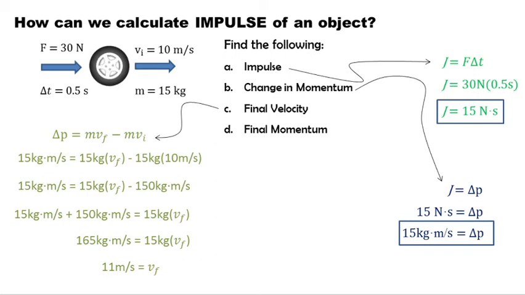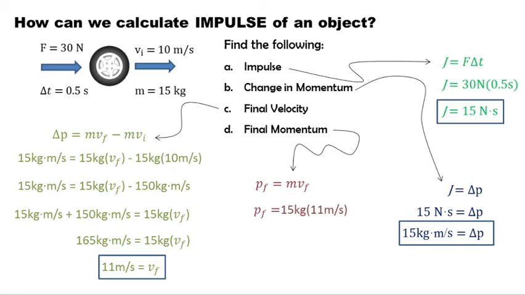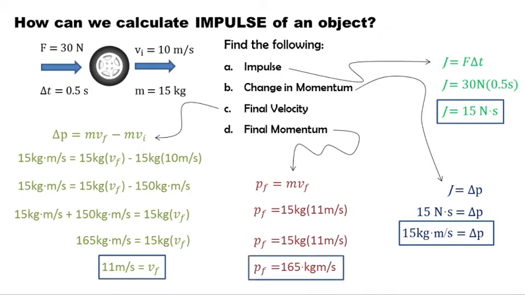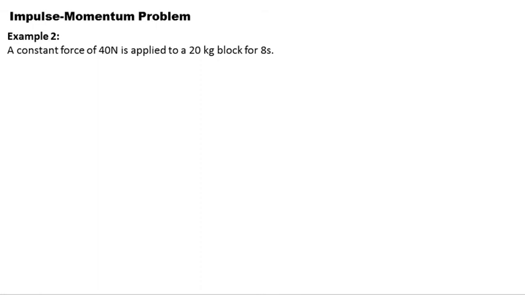Now, we find the final momentum. So, final momentum, para makuha siya, it is equal to mass times final velocity. So, mass is 15 kg and yung nakuha nating final velocity is 11 meter per second. So, 15 kg times 11 meter per second is 165 kg meter per second. So, impulse momentum problem. Yan, another example.